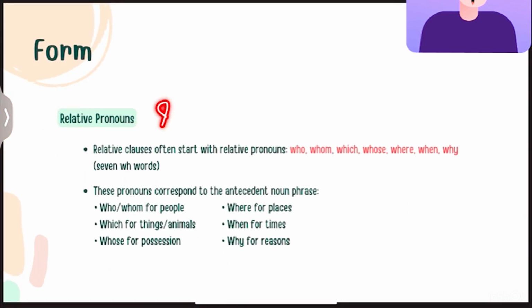The next is relative pronouns. What does it mean? Relative clauses often start with words like who, whom, which, whose, where, when, why. Who and whom are for people, where for places, which for things or animals, when for time, whose for possession, and why for reason.